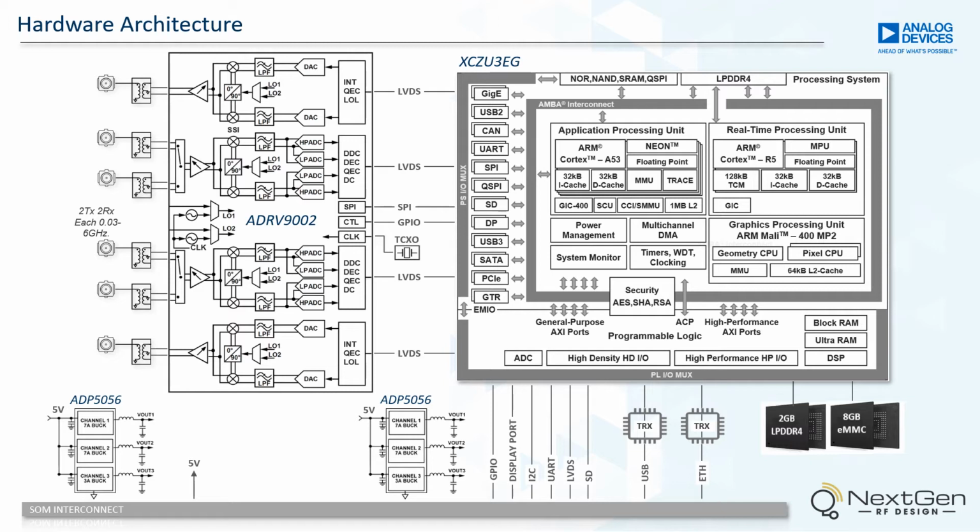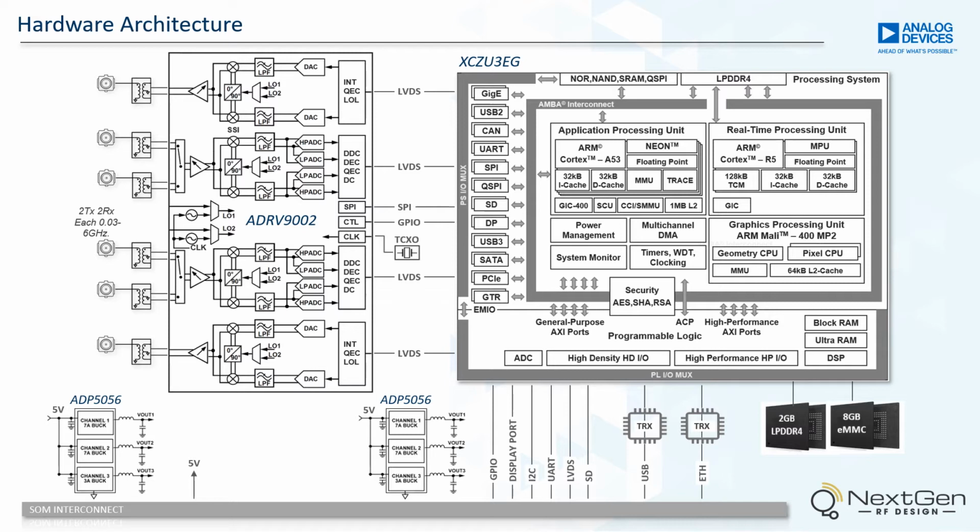The UltraScale Plus system on a chip provides the optimal baseband processing capability to complement the ADRV9002. It includes up to 4 Cortex A53 processors, 2 real-time Cortex R5 processors, and an ARM Mali graphics processor. The 7 processor cores coupled with programmable logic and DSP hardware slices offer exceptional baseband processing capability. Up to 2 GB of low-power DDR4 and 8 GB of eMMC memory provides high-speed memory access.